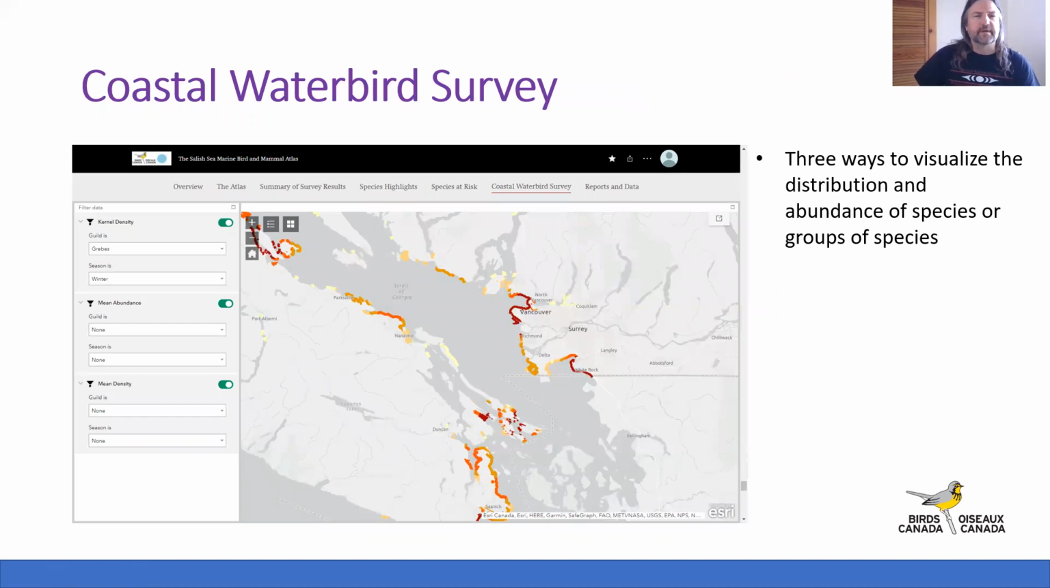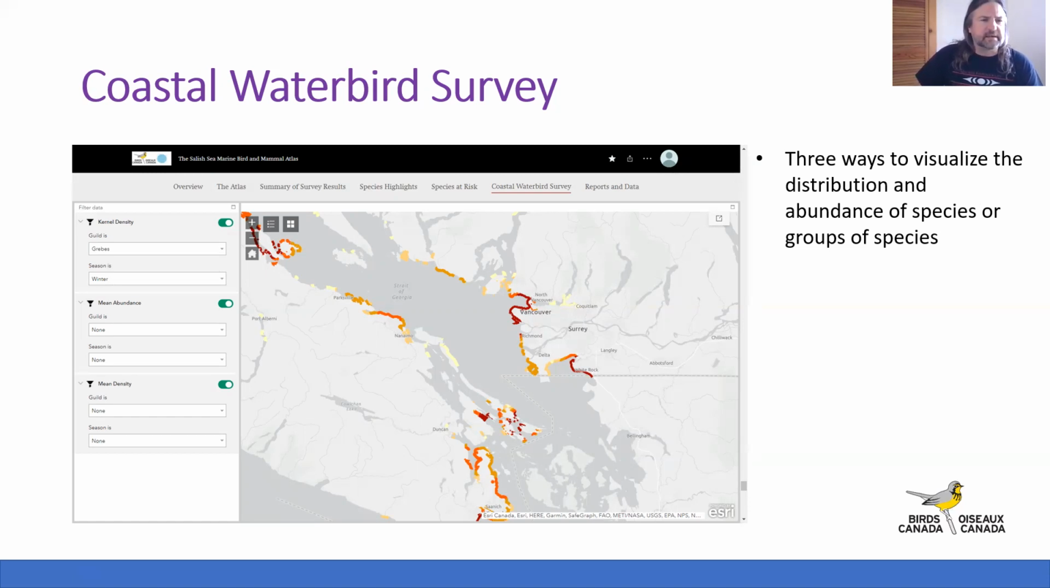The other component of the Marine Atlas is the Coastal Waterbird Survey, which has been running for almost 25 years now. This is a land-based survey where volunteers travel along the coastline, recording the birds that they see. And again, with a 25-year data set, we can do some pretty cool things.